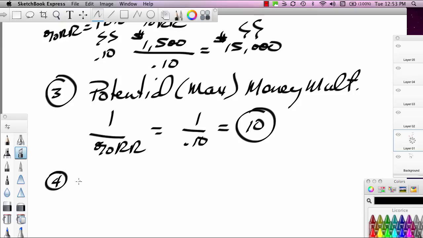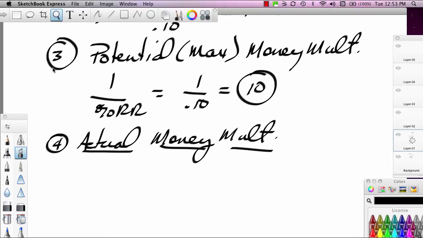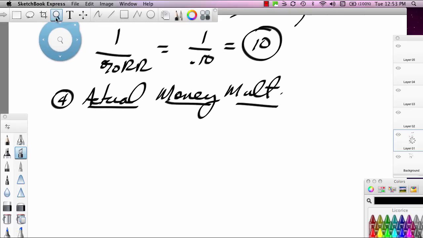Okay, and then step 4, what is the actual money multiplier? We know that it's not as great. We know that because banks are holding excess reserves and people are holding currency, the actual multiplication is not as great. Well, what is it? It's got to be less than 10, but what is it? Let's take a look.